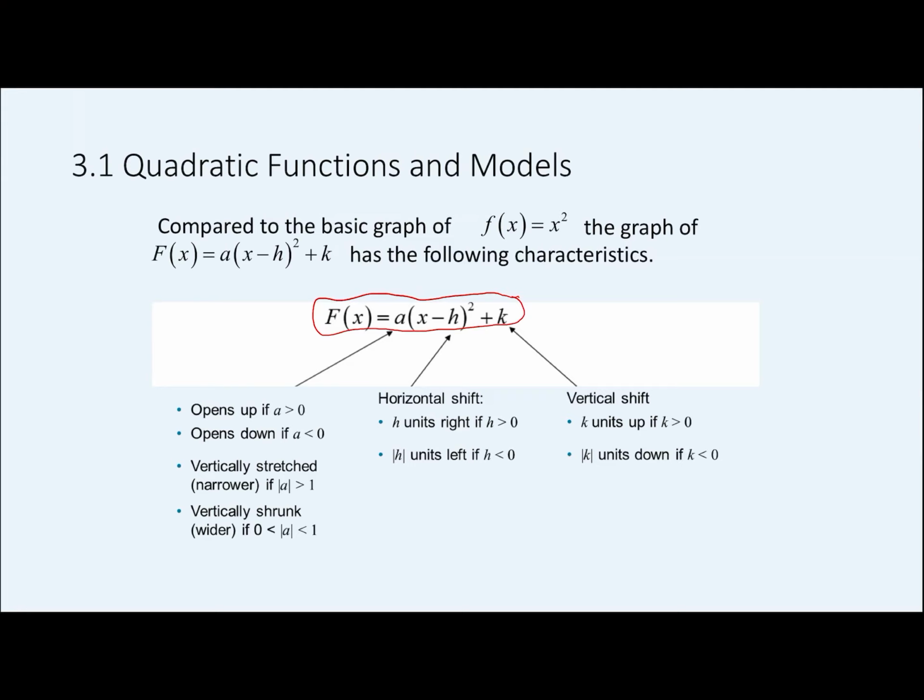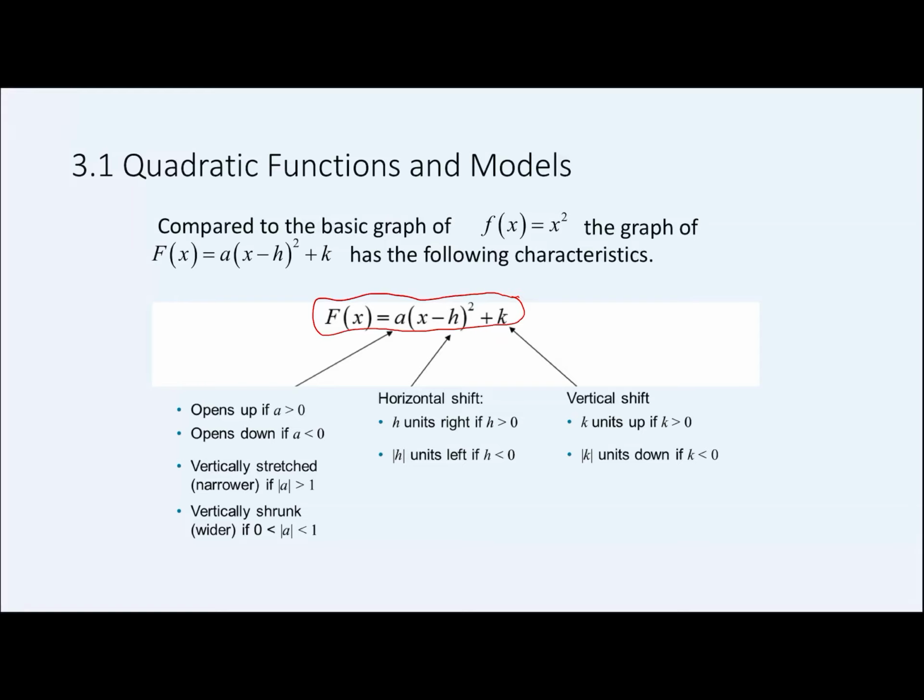So, if we compare the basic graph of f of x equals x squared, that parent graph of a parabola, to this form, that form can give us a lot of information about the parabola. If you look at the form here, the a number is that leading coefficient. That number is going to tell us if the graph opens up or down. If it's positive, the graph will open up. If it's negative, it opens down.